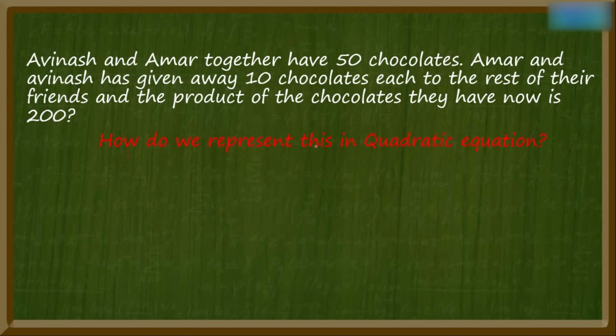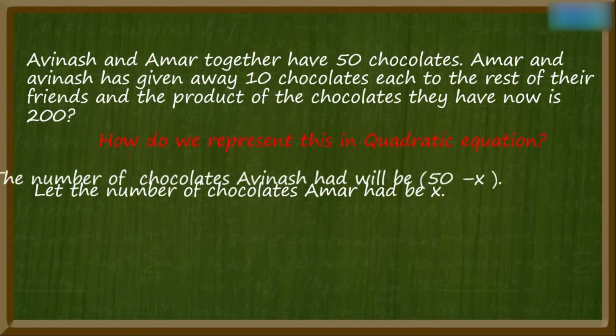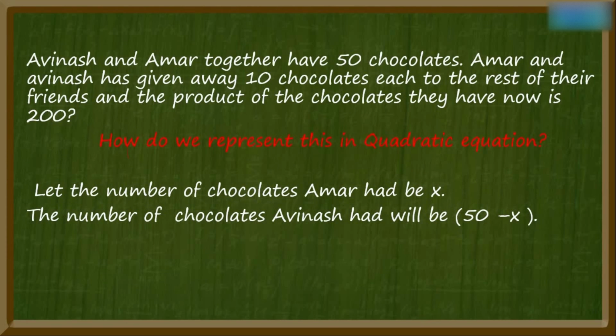So how do we represent this as a quadratic equation? Let's look at this. Initially, let the number of chocolates Amar had be x. So the number of chocolates Avinash had will be 50 minus x. How? Because Amar and Avinash had 50 chocolates together. If Amar has x, then from that 50 I subtract x, Amar's chocolates, and I get the number of chocolates Avinash has, which is 50 minus x.